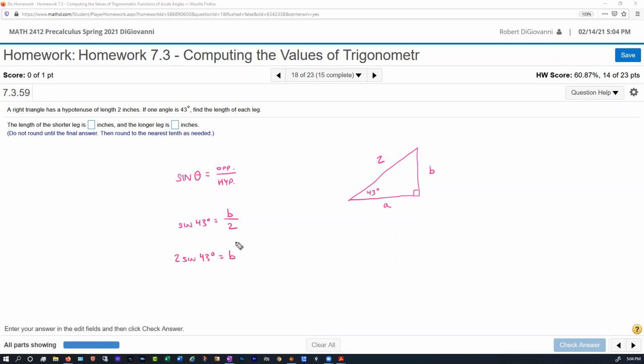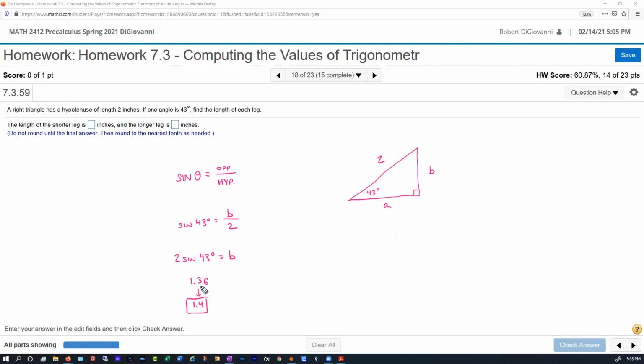So I'm just going to use my calculator to do 2 times sine of 43 degrees, and I'm going to make sure that I'm in degree mode. I almost messed up, but I switched to degree mode. And I should get a decimal, about 1.36. They're going to want us to round to the nearest tenth, so this is going to round to be 1.4. Okay, that's one of them.